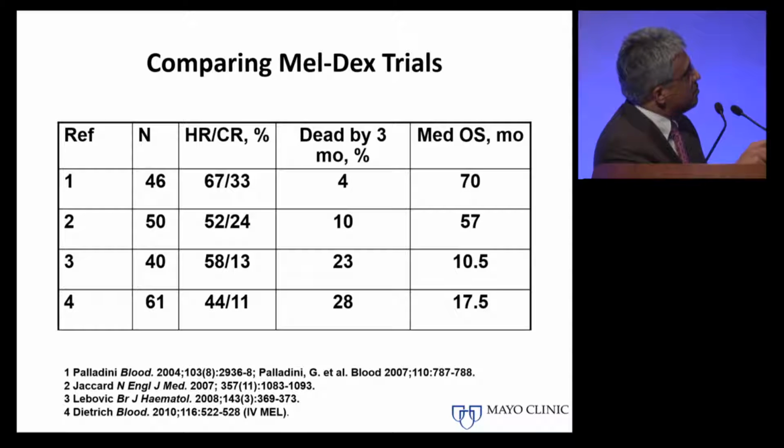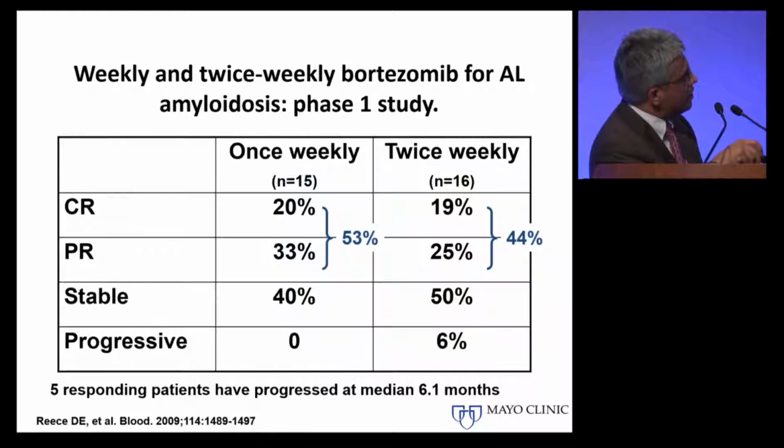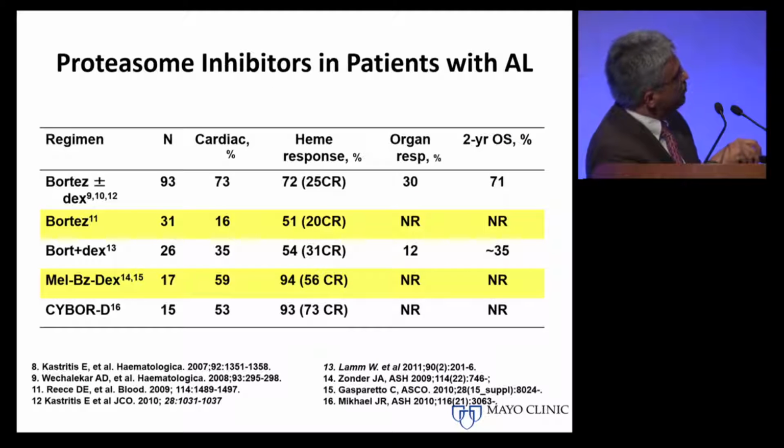As I said, since then there have been multiple trials that have looked at the combination of Melphalan and Dexamethasone, and you can see that the median overall survival is somewhere in the range of 4 to 5 years. Let me see if I can move faster here.